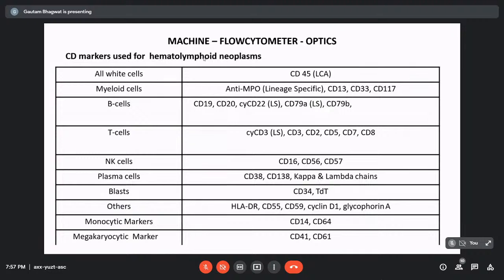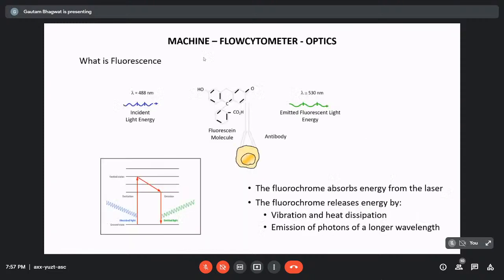So how do I come to know whether a CD marker is present on a cell or not? For that, what we do is we add a molecule which is known as a fluorochrome to this antibody. So an antibody towards the antigen, which is bound to a fluorescein molecule known as a fluorochrome, is added to the sample. Now what exactly is the property, or what is fluorescence?